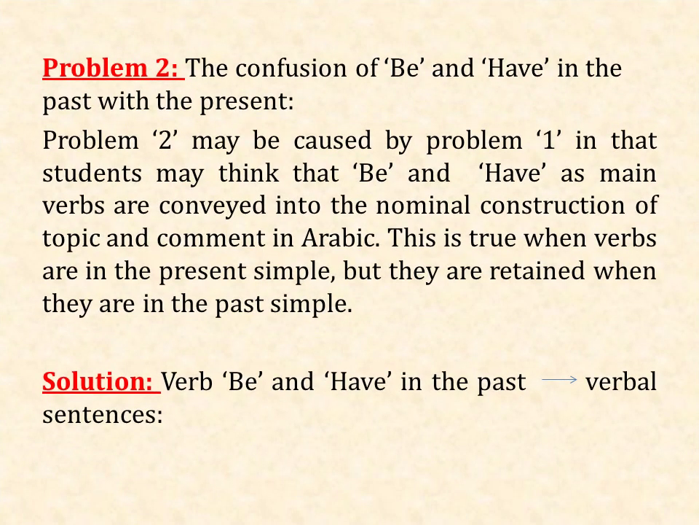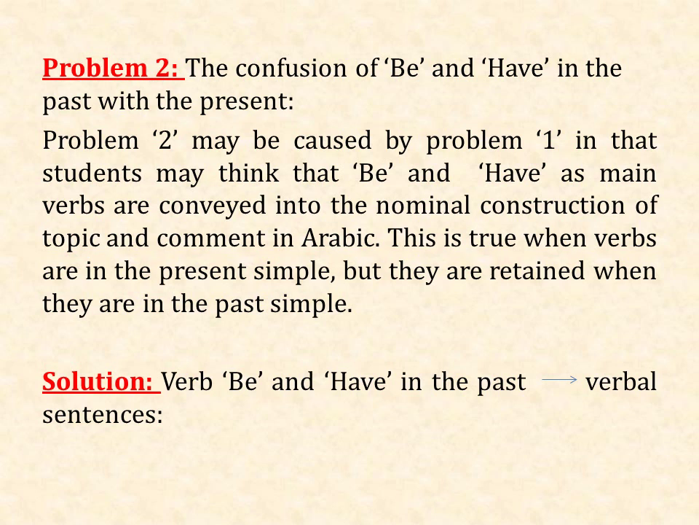Now we have problem 2: the confusion of be and have in the past with the present. Problem 2 may be caused by problem 1 in that students may think that be and have as main verbs are combined into the nominal construction of topic and comment in Arabic. This is true when the verbs are in the present simple, but they are retained when they are in the past simple. So what's the solution for this problem?